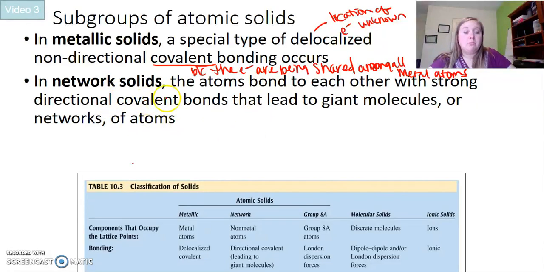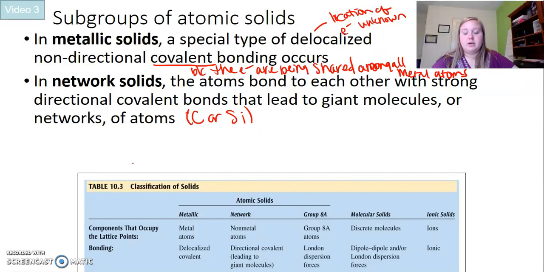And again, we'll talk about network solids quite a bit in class, but just as a little key, if you see carbon or you see silicon in the solid, it's probably going to be a network solid. Those are two very important atoms that make up any type of network covalent solid or just network solid.